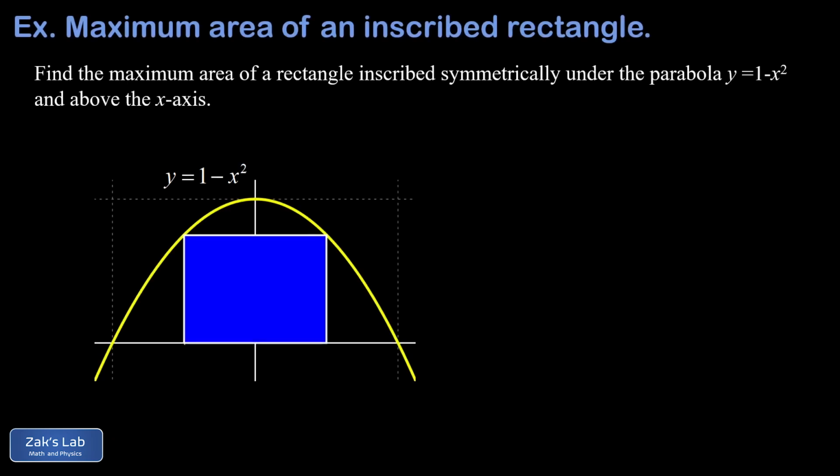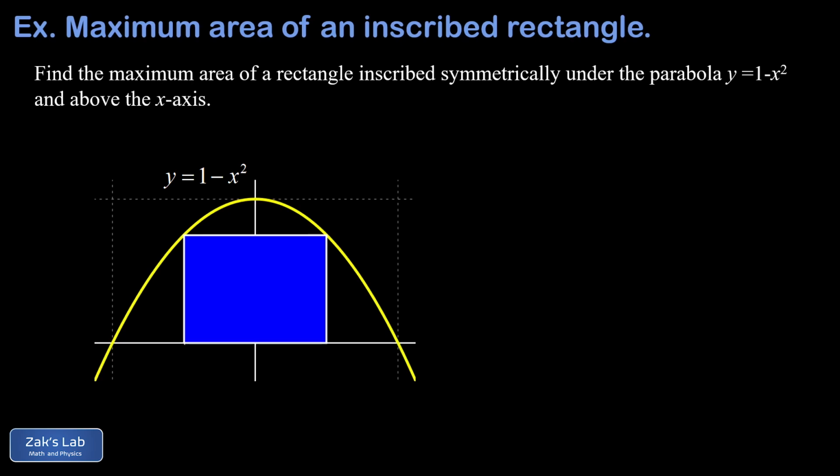In this video, we're solving a classic optimization problem in which we're studying a rectangle inscribed symmetrically under the curve 1 minus x squared and above the x-axis. So the question is, what's the maximum area of a rectangle like this? In other words, as we vary the width of the rectangle, the height continuously changes and the area continuously changes. And at some point, there's a perfect width corresponding to the maximum area of this thing.